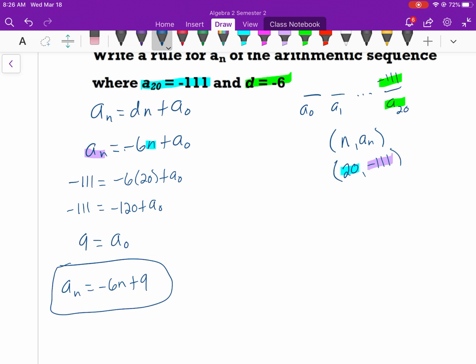So again, if you're given the common difference, plug that in, and then use that other term to help you find that a sub 0. Just plugging that term in to n and a sub n, solving for a sub 0.